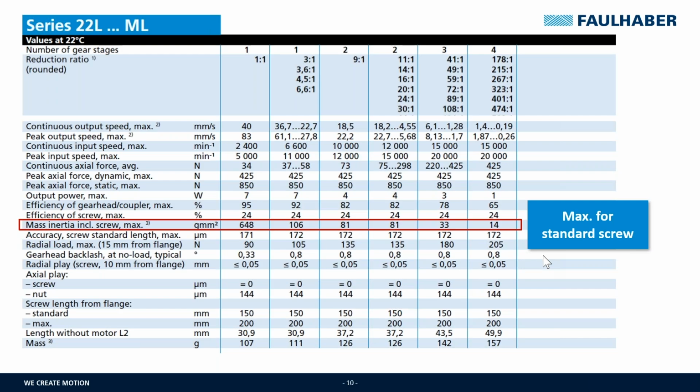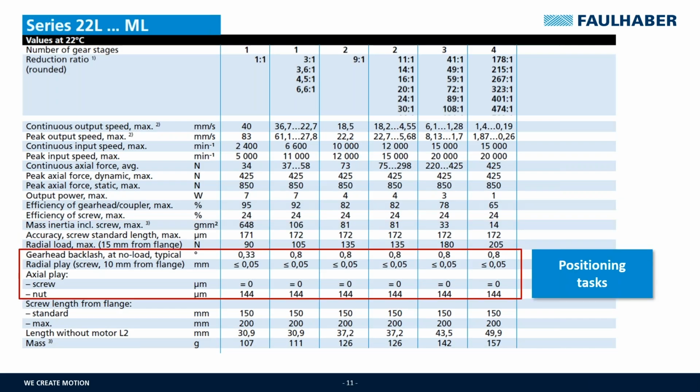Mass inertia and accuracy are the maximum ones considering the various possible configurations of the gear train and the standard screw. If you need more detailed information for calculating your positioning application, please contact our sales. For the exact positioning task, the typical gearhead backlash at no load, the radial play for the screw 10 mm from flange, and the axial play from screw and nut are relevant information.